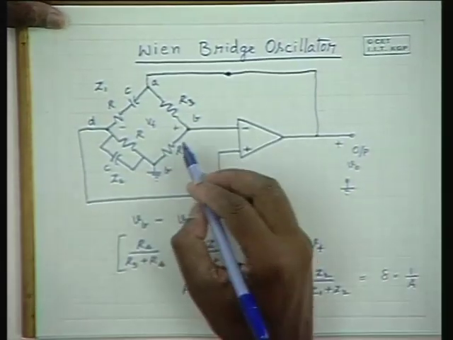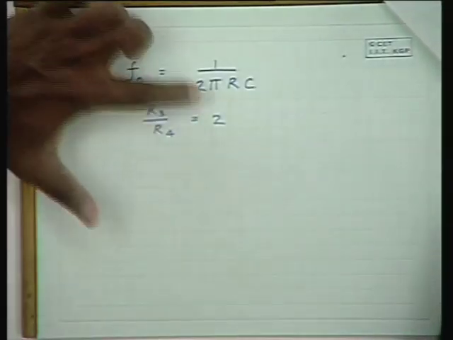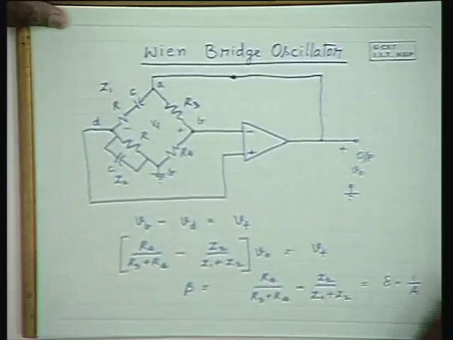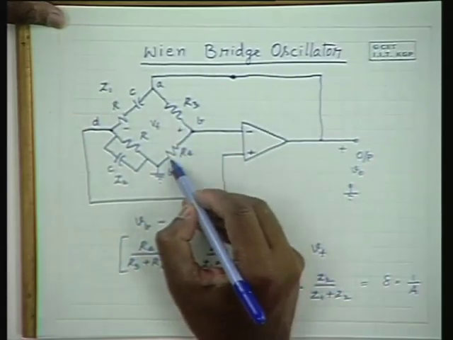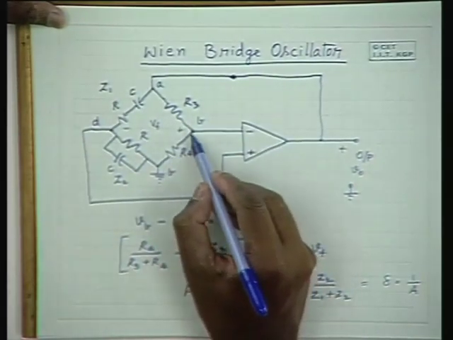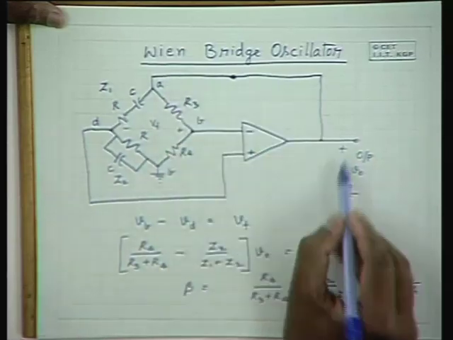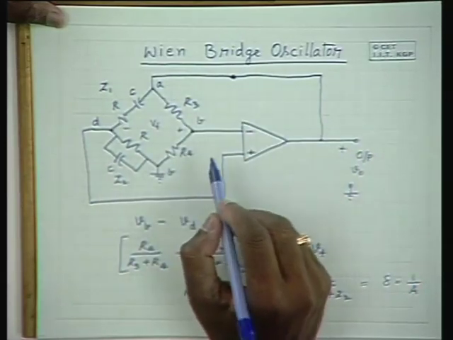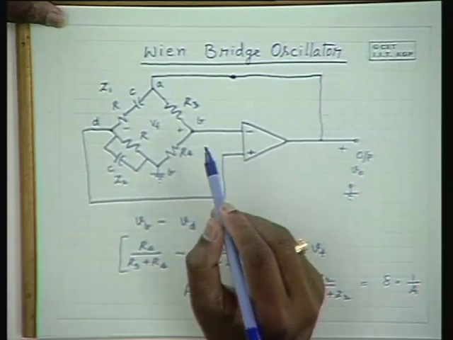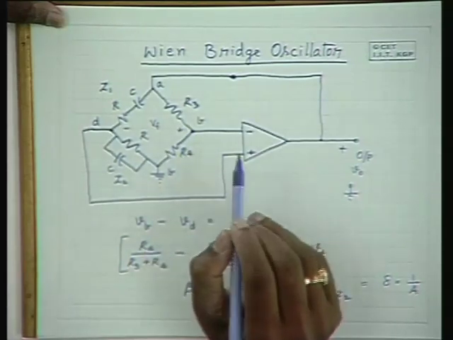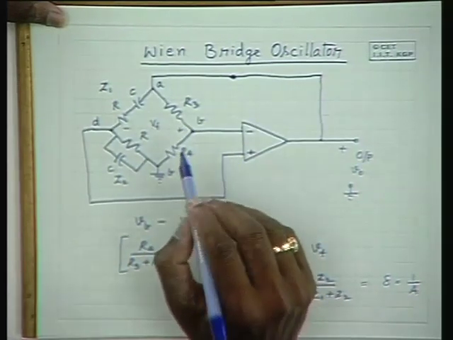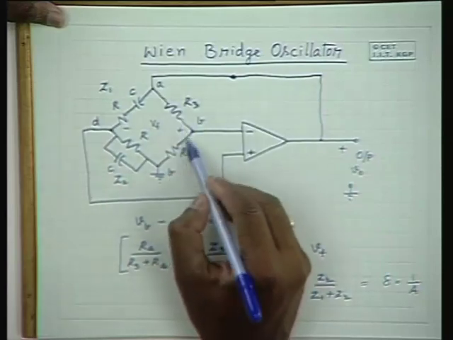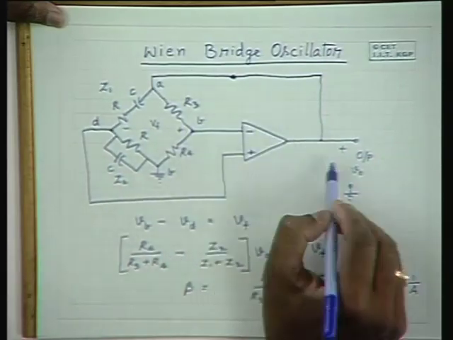So why is it so? What we are saying is, the condition is that R3 by R4 is equal to 2. That means this is twice of this resistance. That means the feedback voltage is 1/3 of the full voltage. And at that point the null occurs. The null occurs at that point where this voltage is 1/3 of V naught.